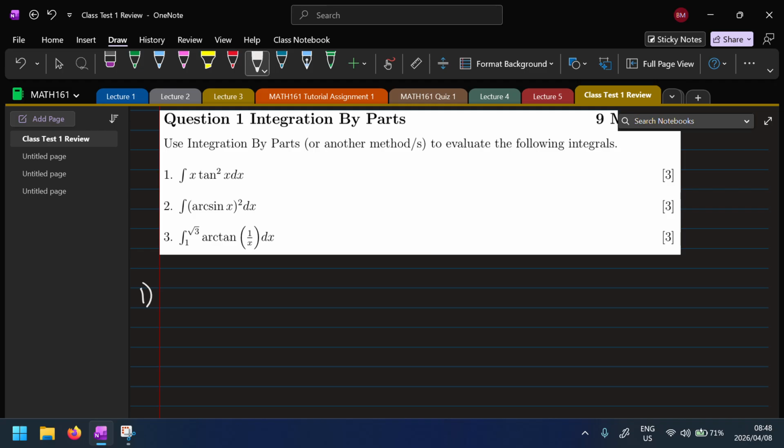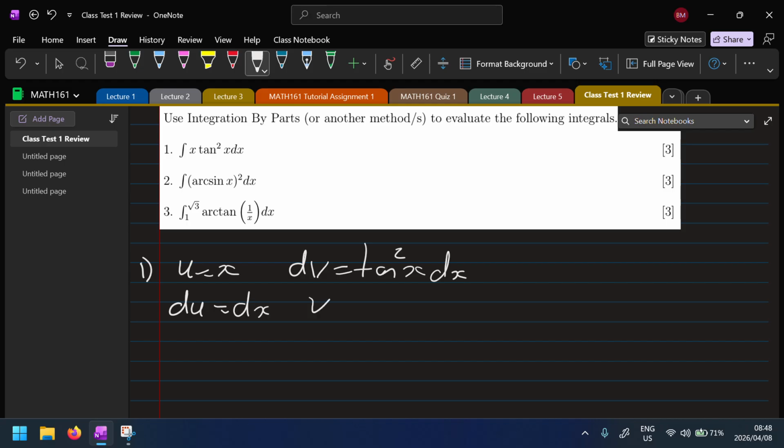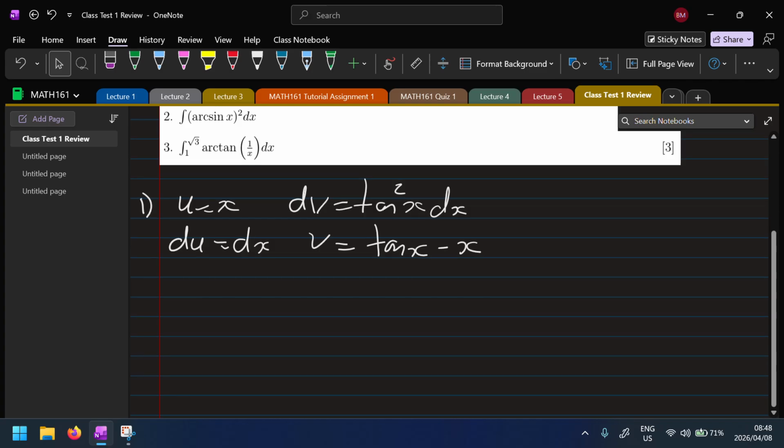So let u be x, dv is tan squared. So we know this. So du is dx. v, that's going to be tan x minus x. You change it to sec squared, then it becomes tan x minus x. So if you got all of that, that will be 1 mark for the substituting bit. Then you do your substitution, integral u dv is equal to uv minus integral v du. You got all of that, you got your 1 mark there. Then your next integral, and then the final answer. That will be your 3.